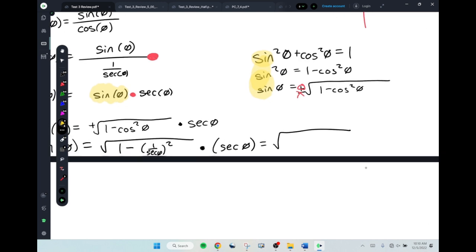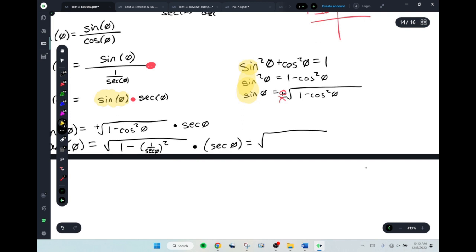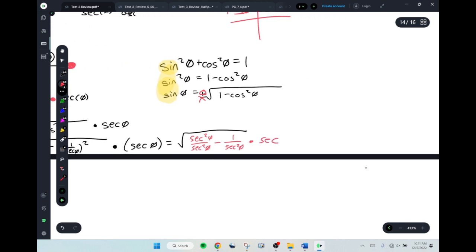I ran out of room, so that's why it's hard. Watch, this is what I'm saying. How else can you write 1? You could also write it as secant squared of theta over secant squared of theta, minus 1 over secant squared of theta, times secant. Anybody see what's about to happen now? So what's the answer? Oh, this is fine.